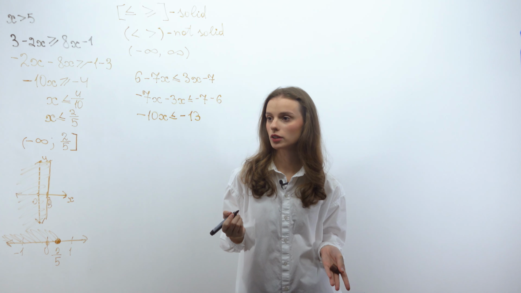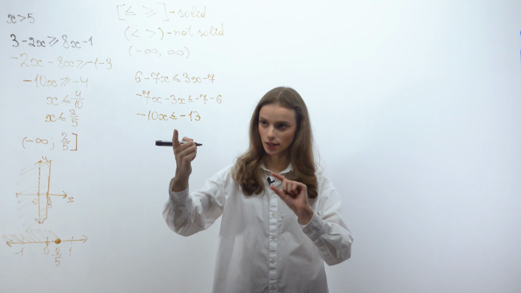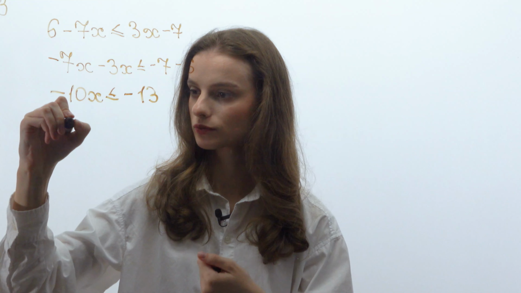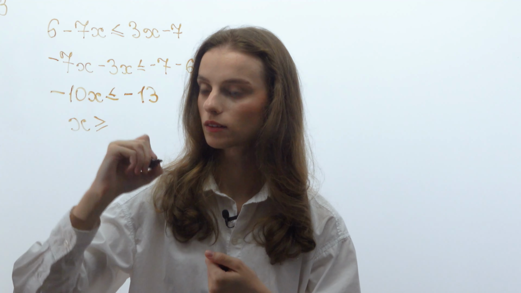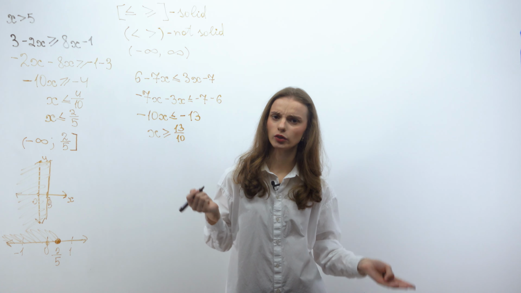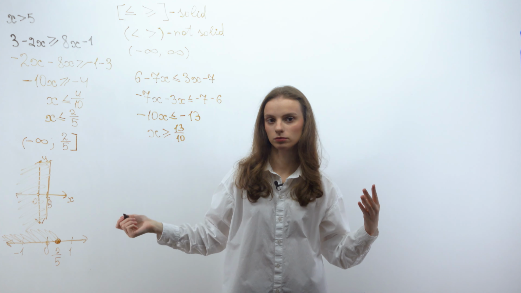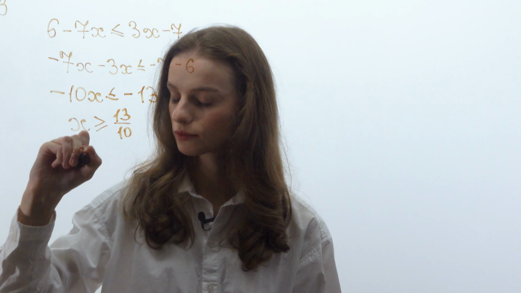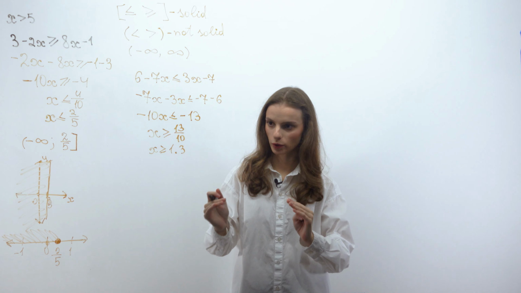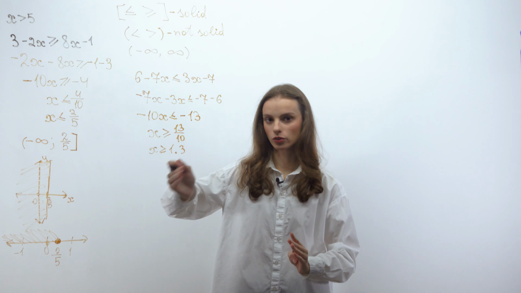Okay, now let's solve our inequality. Here I have negative, here I have negative. When I divide or multiply by negative, the sign is going to switch. It's going to look the opposite direction. Okay. And x is greater or equal to the fraction 13/10. We can then convert it into a decimal number. Pick what you want. I like to convert it. Any number that is equal to 1.3 or greater than that is going to be the solution to this inequality.